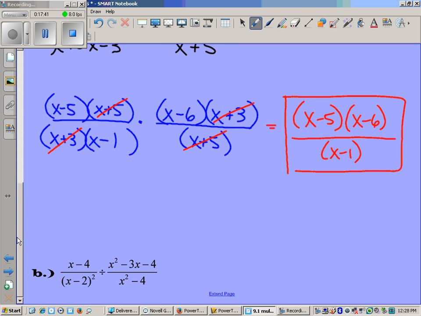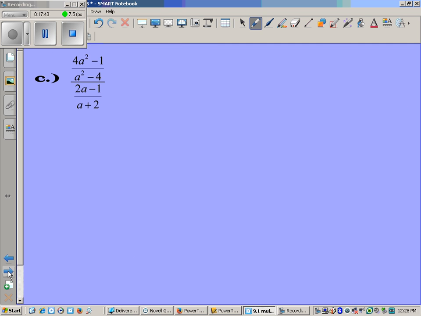Okay, I'm going to go ahead and skip B, but I'd like you to do C with me. C is just another division problem, but instead of using the division sign, they use a division bar. It means the same thing. If you don't like the division bar, rewrite it.